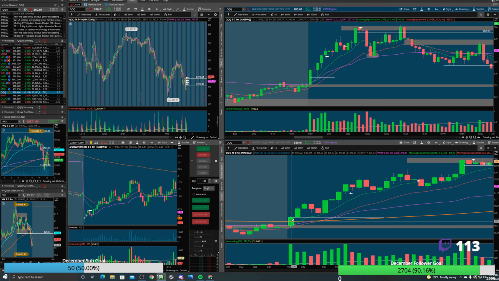I don't look at level 2. I don't look at time and sales. I hardly look at news, right? I'll be aware of it, especially for a Fed meeting. But it's all about the candlesticks. That's all you need to know, right?